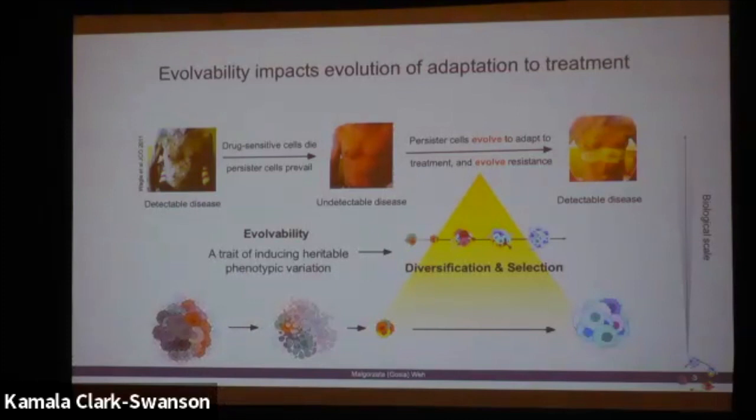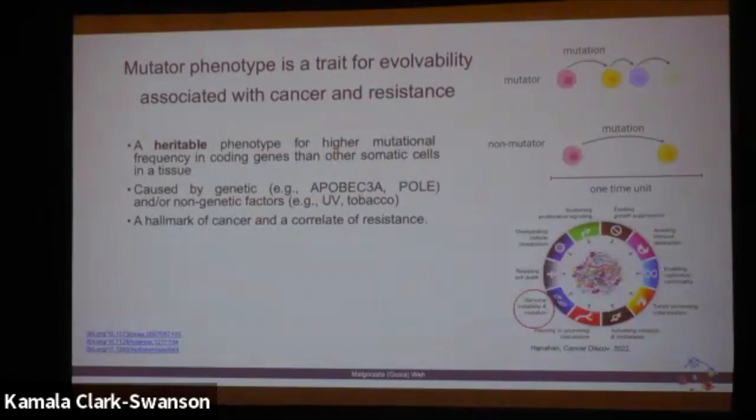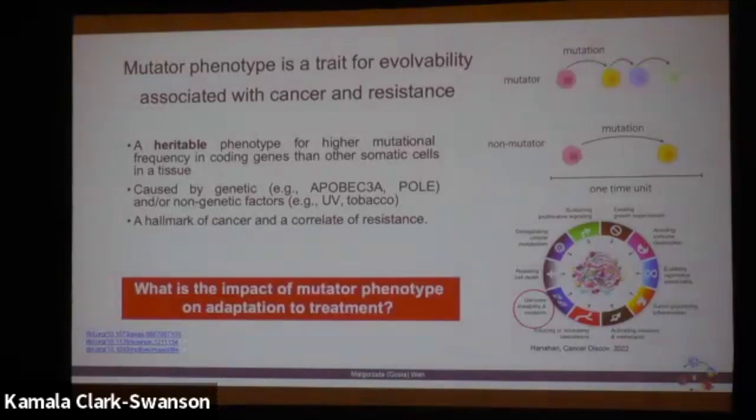In fact, I'm going to be talking about mutator phenotype and how it affects this adaptation to treatment. So, mutator phenotype is essentially a tendency of cells to acquire more mutations over a certain time unit. And this tendency is also heritable. And what we know is that it can be caused by genetic and non-genetic factors. And also because it produces a lot of phenotypic diversity and genomic instability, it is also a hallmark of cancer.